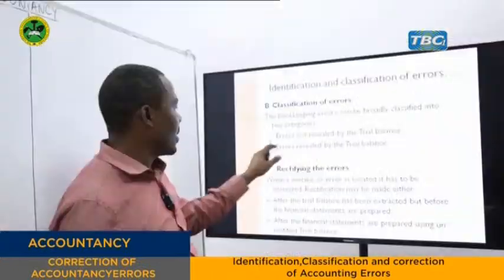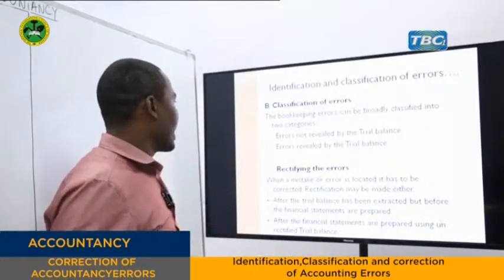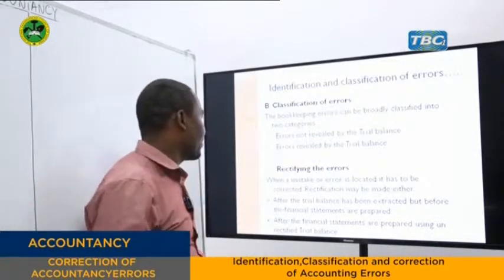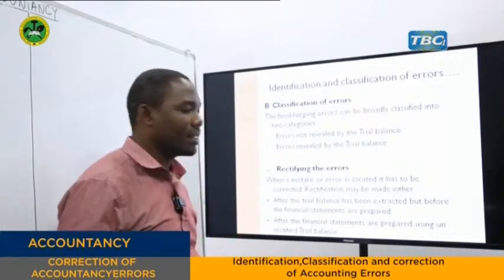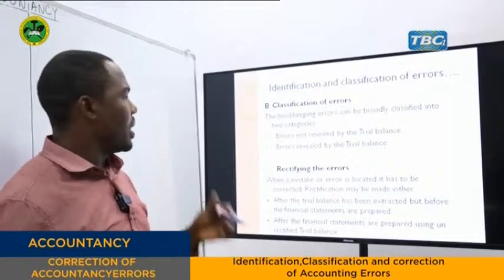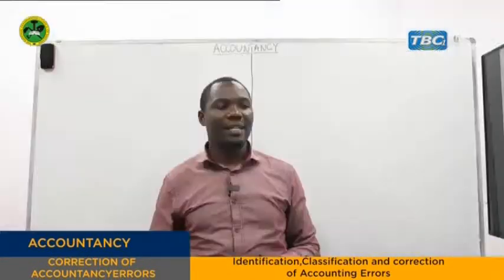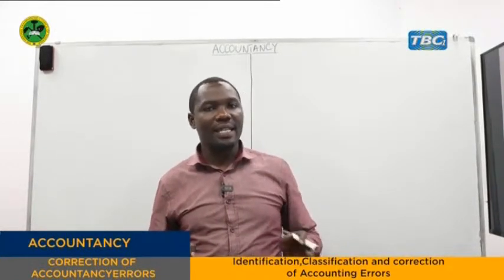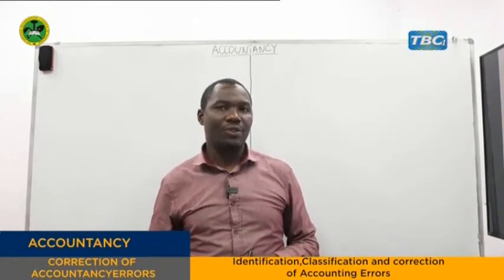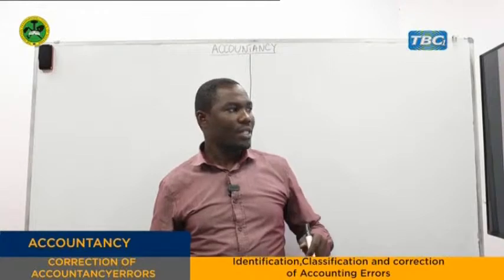So after knowing how errors can be identified, let's go now to classifying these errors. As we have seen, there are intentional and unintentional errors, but these errors are broadly categorized into two classifications: errors not revealed by the trial balance and errors revealed by the trial balance. Errors not revealed by the trial balance do not affect the agreement of the trial balance. Basically, if you prepare your trial balance, you find it is balancing. But those errors are still there because they did not affect it. How? Because they are not related to the double entry principle.